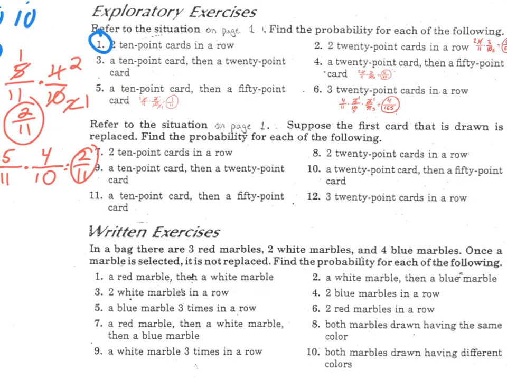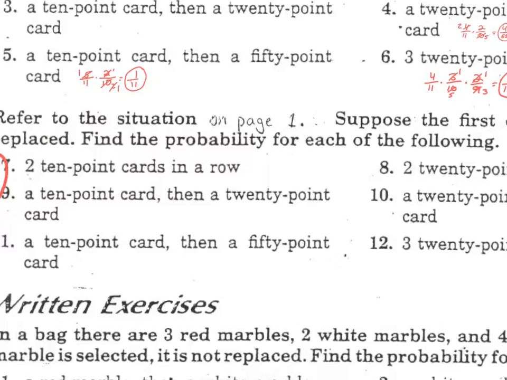All right, so let's go ahead and do the first one here together. So what's the probability that we get two 10-point cards in a row? What's the probability the first one is a 10-point card? There are 5 10-point cards out of a total of 11. And the second time, well, we're replacing it, so the odds are going to be the same thing. What's the probability the next one is a 10-point card? There's still 5 10-point cards out of 11. That card has been replaced, so the odds do not change. That's why these are independent events. We multiply those together, and we're going to get 25 over 121.